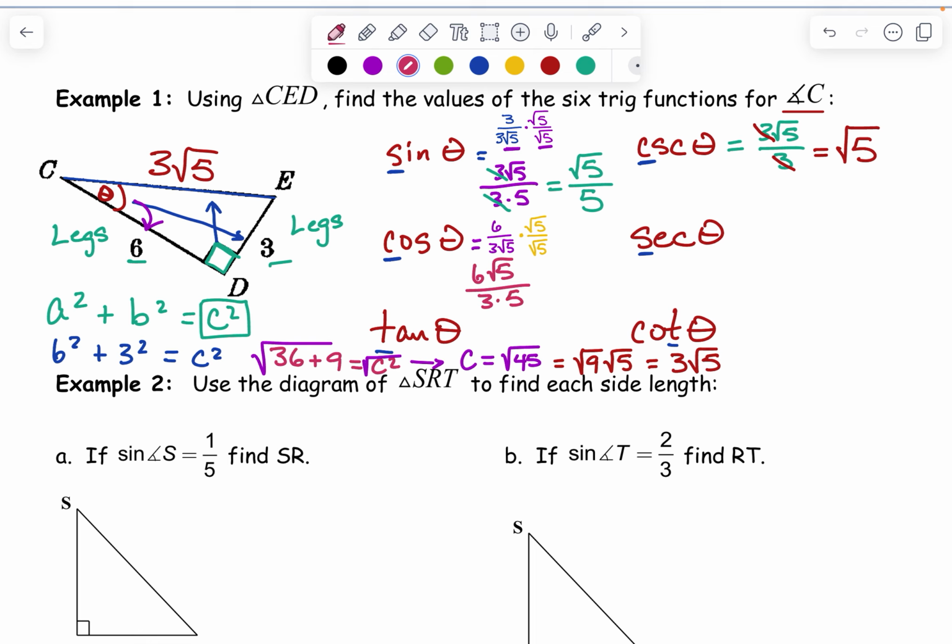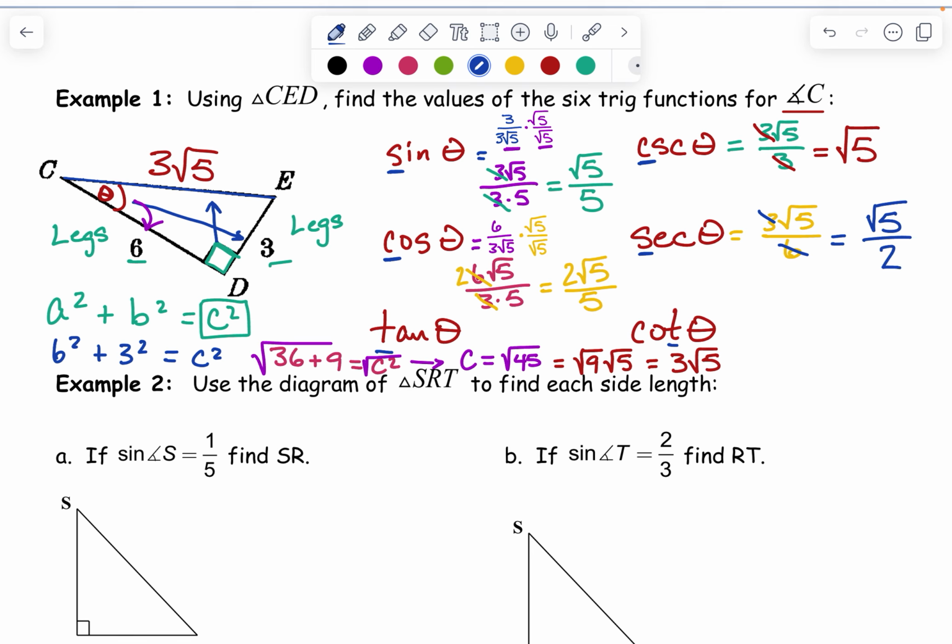Now again, 6 and 3, right here, 6 and 3, they can reduce. So instead of 6, I can divide it by 3 and get 2, and then that will become a 1. And so my simplified answer is 2 root 5 over 5. Now for the secant, again, we would just go back to our original, and we would flip it. So 3 root 5 over 6. We don't have to do any rationalizing, but 3 over 6 is a half. So we would want to make sure we reduce that.